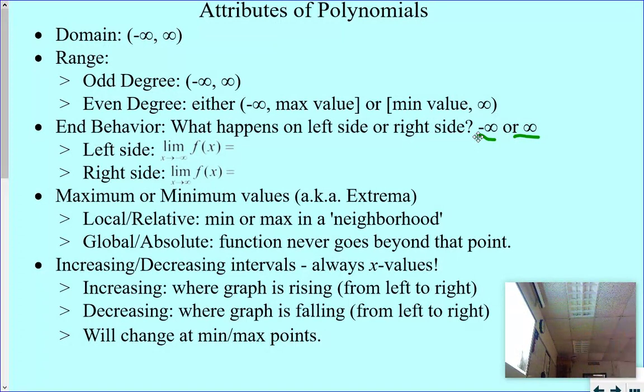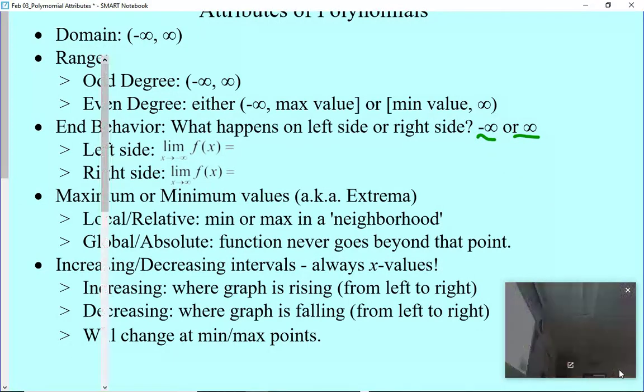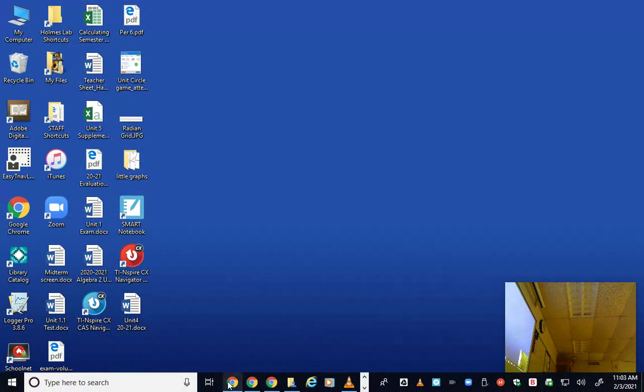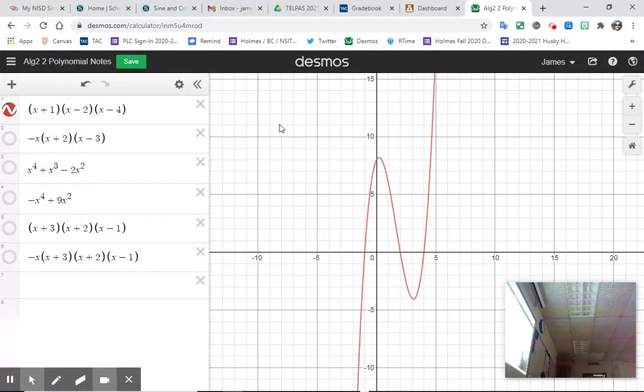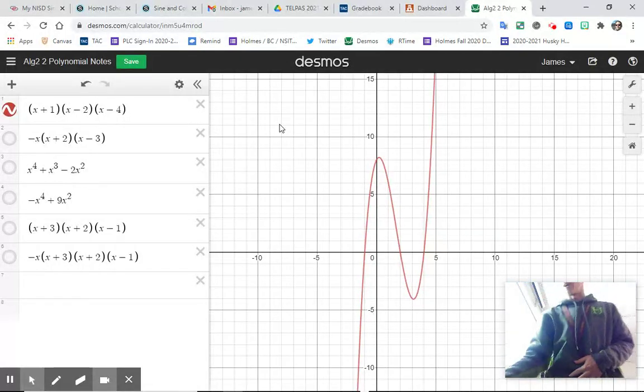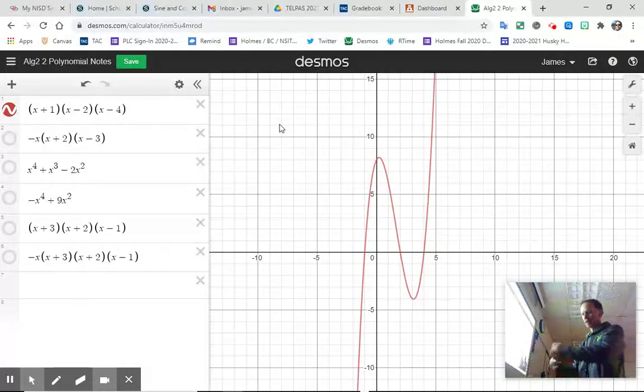Okay, so let me bring up a couple graphs, and we're going to look at some graphs to see what this looks like in practice. Okay, so here's my first one. We're going to do this in the same order that I talked about on that last screen. So domain and range.